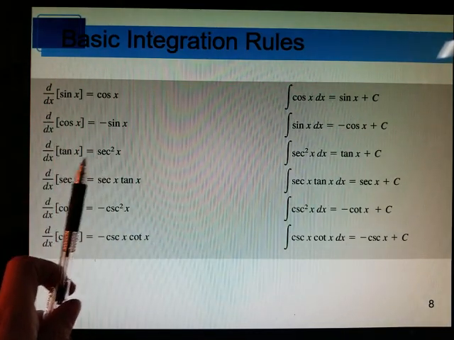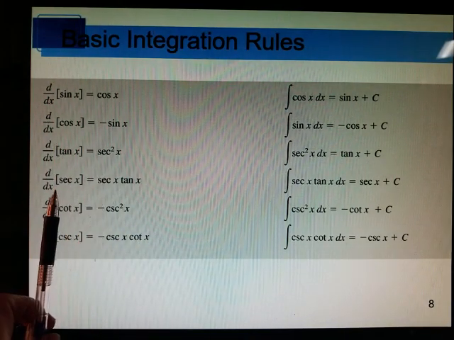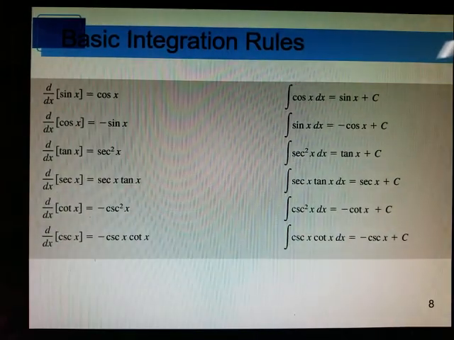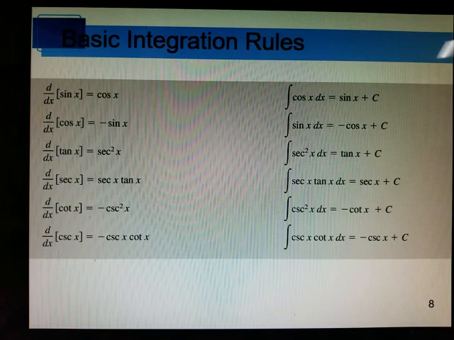The integral of secant squared is tangent. Integral of secant tangent is secant. These are going to need to be memorized. Those are going to be new on your Quizlet for Chapter 4.